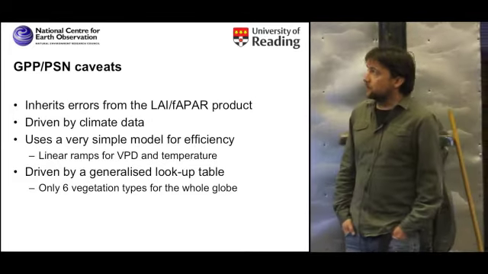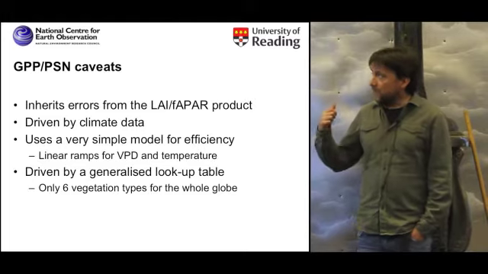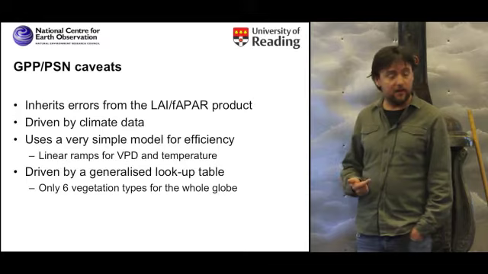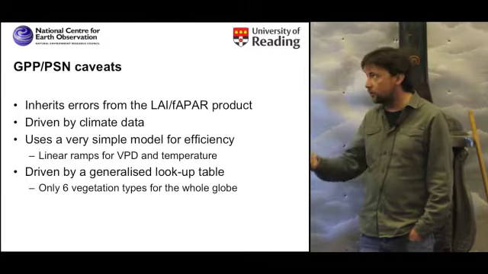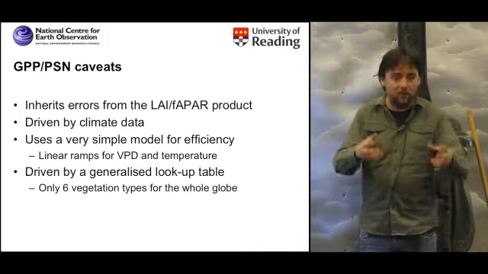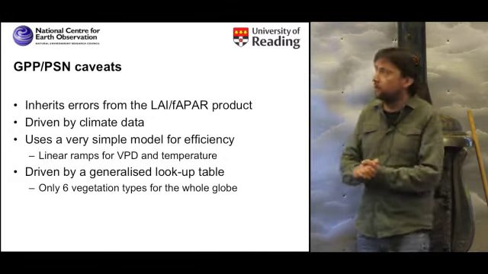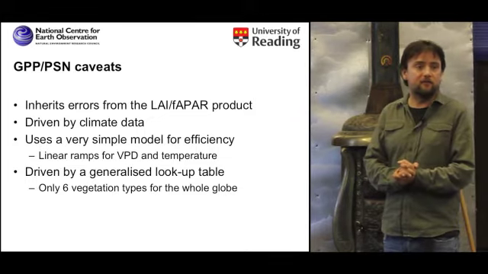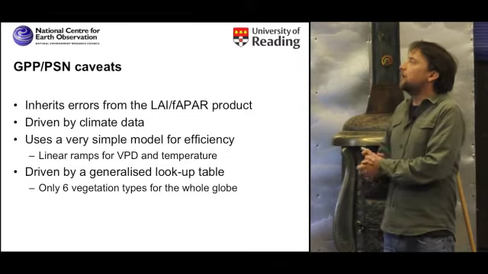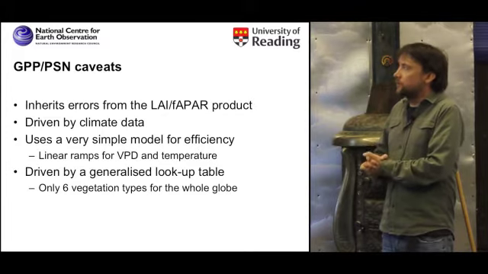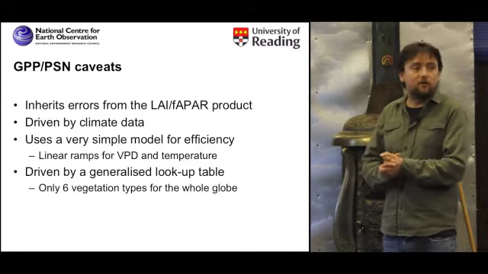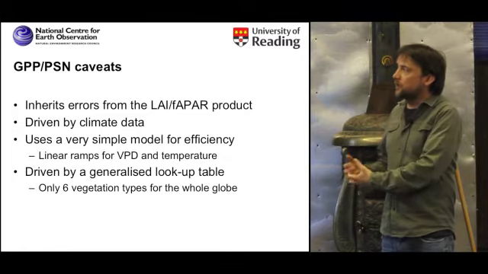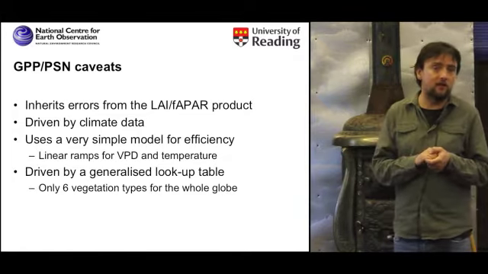So, some caveats to using this data. It inherits errors already present in the leaf area index and FA-PAR product. So before you get any errors in this, it's already inherited a bunch of noise from the stuff that comes before it. It has driving climate data in it. It uses very, very simple models for efficiency, so linear ramps for vapor pressure deficit and temperature. And it's driven by generalized lookup tables based on only 6 vegetation types for the whole world.